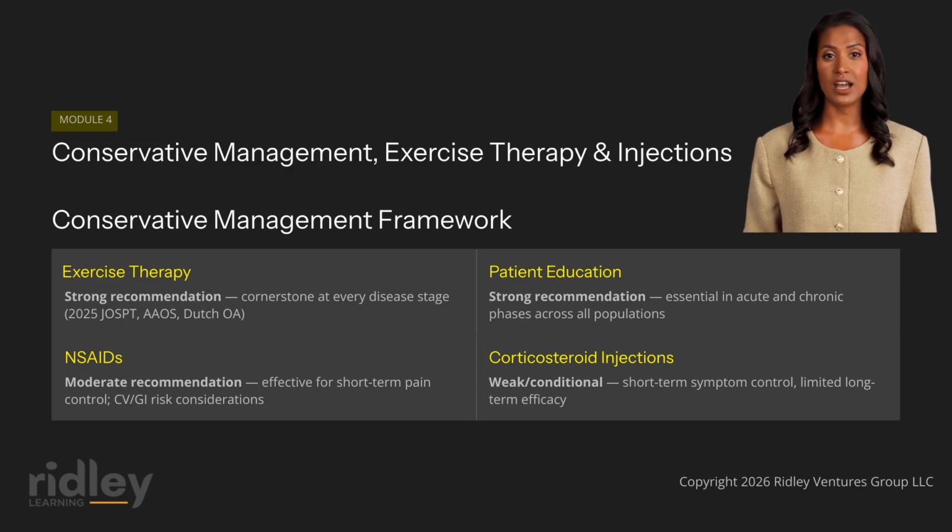The AAOS guideline issues a strong recommendation, supported by high-quality evidence, that both physical therapy and operative treatment result in significant improvement in patient-reported outcomes for patients with symptomatic small to medium full-thickness rotator cuff tears, establishing non-operative management as an appropriate first-line strategy for most patients.